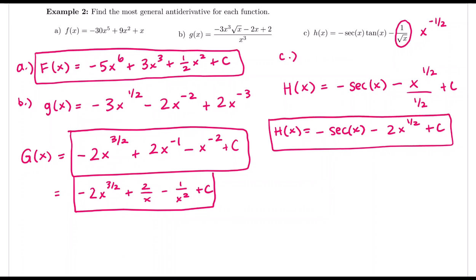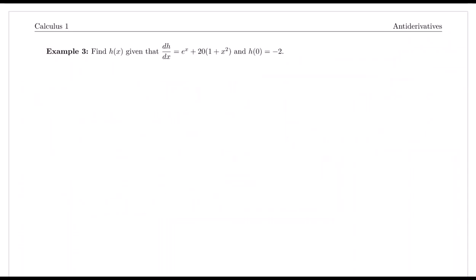And remember, you can always write the square root of x instead of x to the 1/2 power as well. Example 3 says find h of x given that dh/dx is equal to e to the power of x plus 20 times the quantity 1 plus x squared, and h of 0 is equal to -2.